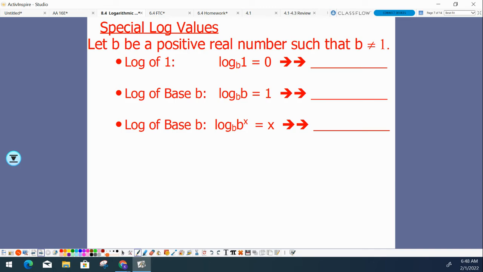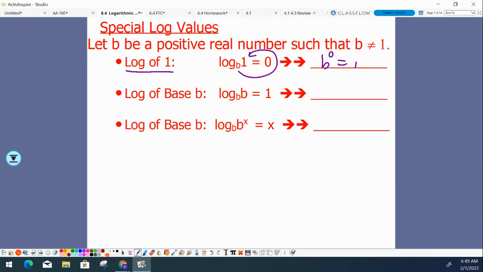Let b be a positive real number such that b is not equal to 1. Anytime you take the log of 1, log base b of 1 is 0, because if I look at this exponentially, any base to the 0 power will always equal 1.